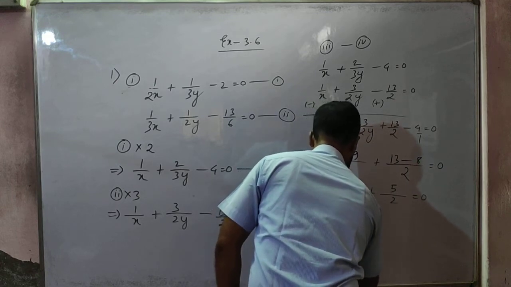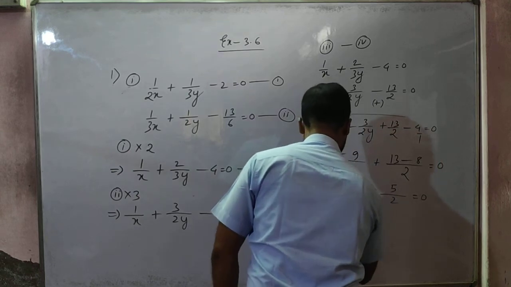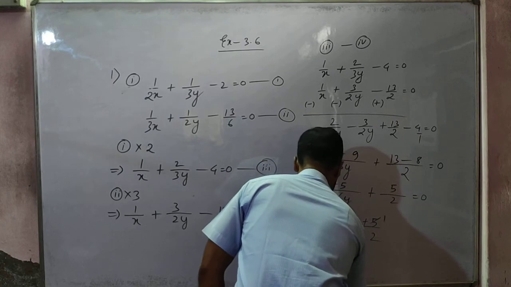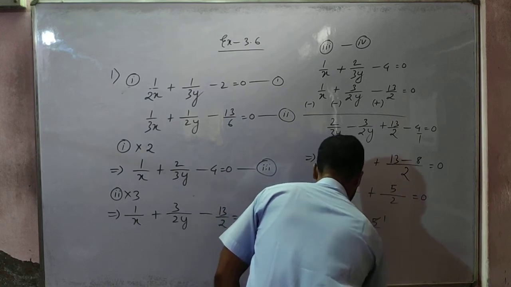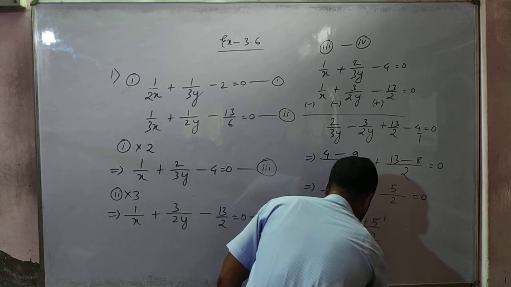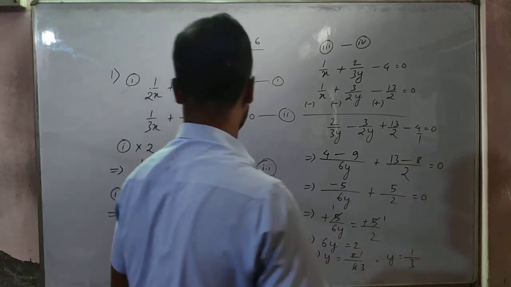Minus 5 by 6y is equal to minus 5 by 2. Minus minus cancel. 5 cancel. So 6y is equal to 2. So y is equal to 2 by 6. y is equal to 1 by 6.